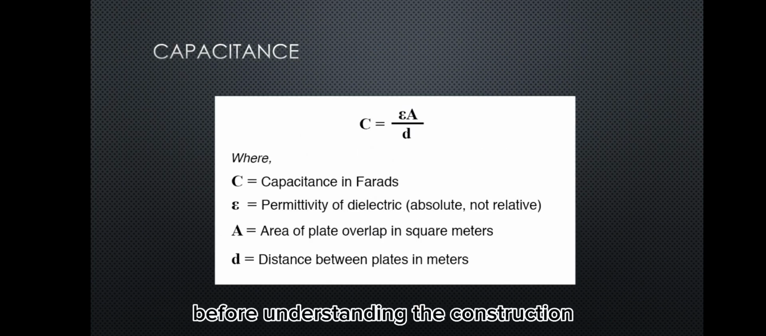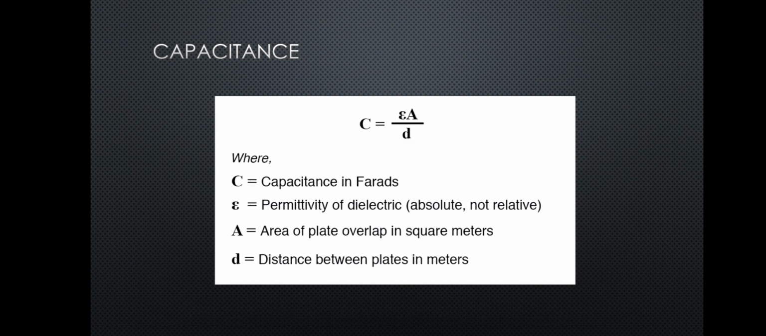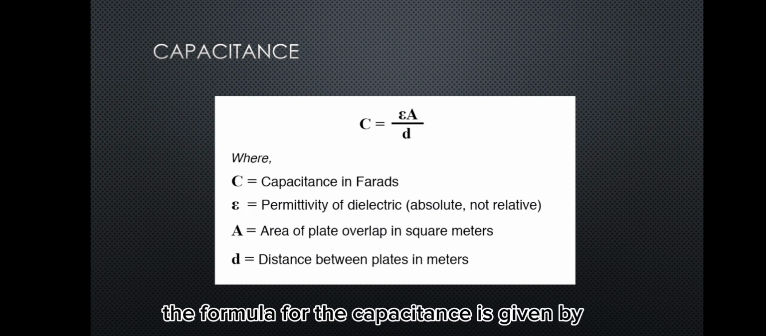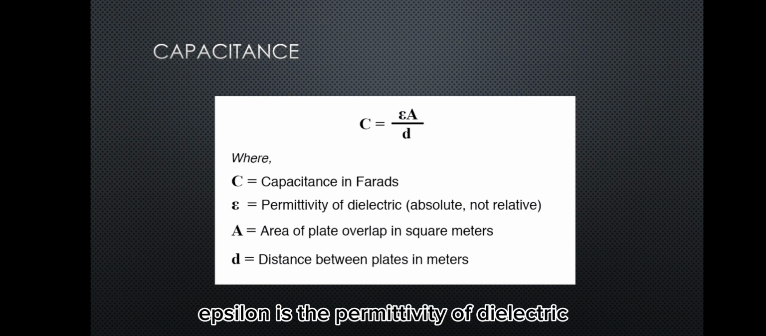Before understanding the construction and working of the varactor diode, it is important to understand how a normal capacitor works. The formula for the capacitance is given by C equals epsilon A divided by D, where C is the capacitance in farads, epsilon is the permittivity of dielectrics.